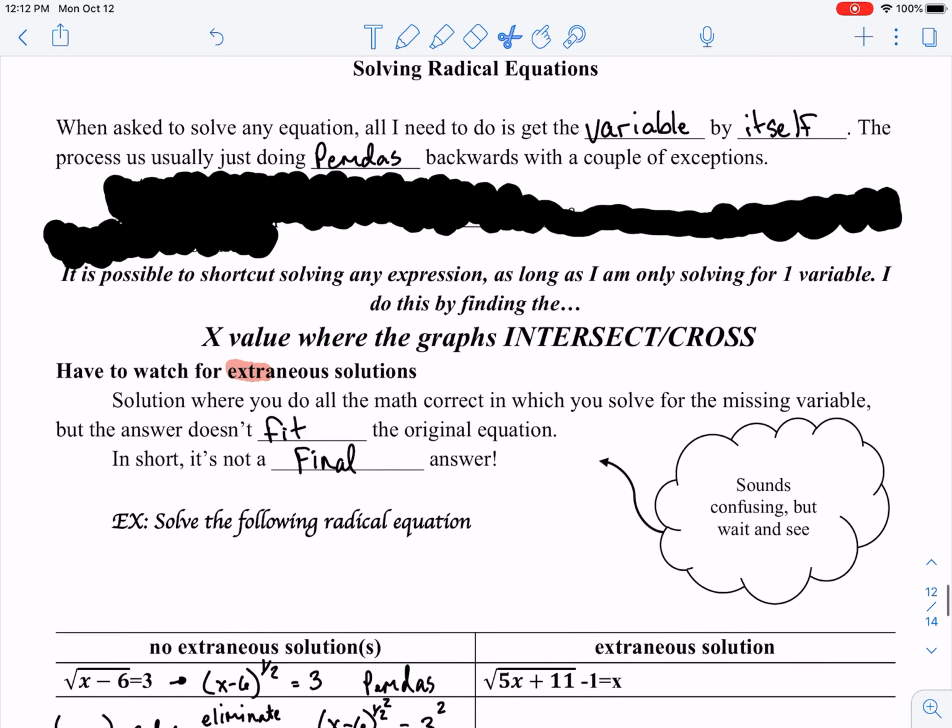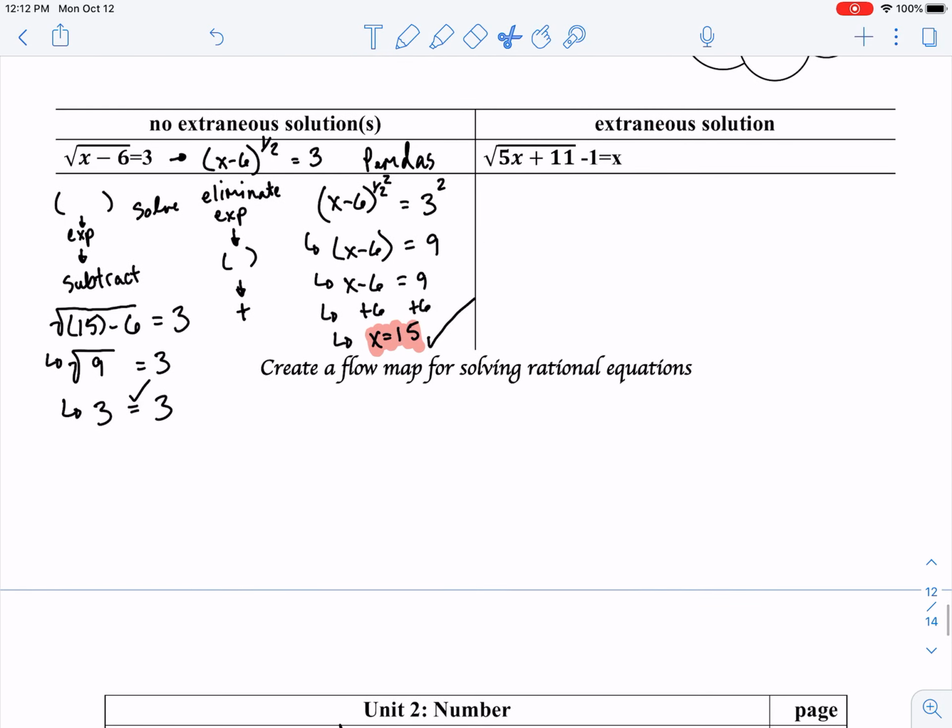Today what we're going to look at is part 2 of solving radical equations, focusing specifically on extraneous solutions. To quickly recap, an extraneous solution is basically a solution that, when you plug it back into the original equation, doesn't work. The easiest way to do this, again, guys, is by graphing.